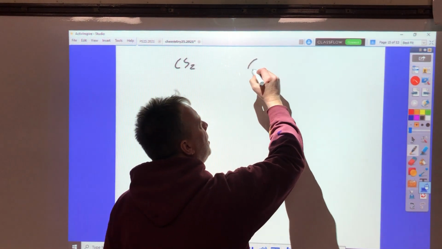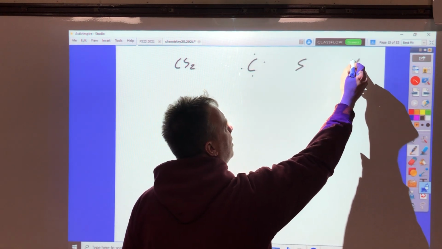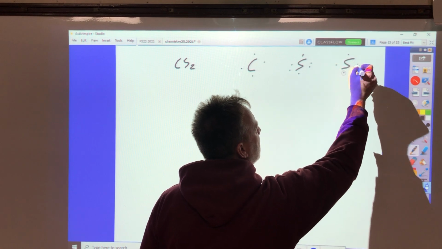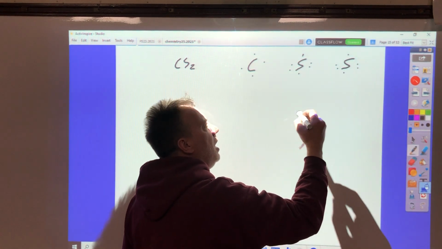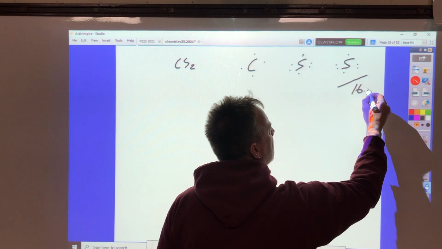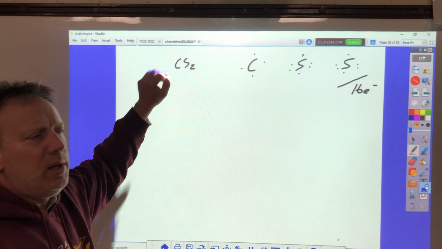It means you have a carbon, which has 4 dots, and a sulfur. Sulfur is just below oxygen, so they have 1, 2, 3, 4, 5, 6. 1, 2, 3, 4, 5, 6. What do we do? Add them up. 6 and 4 is 10 plus 6 is 16 electrons. There's no charges on this. It is not a polyatomic ion.